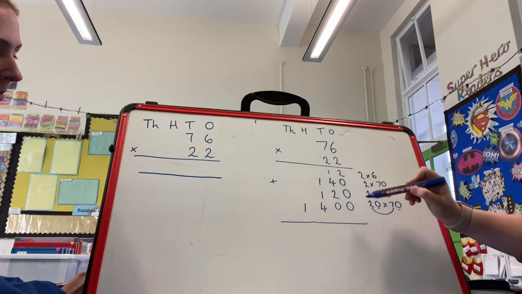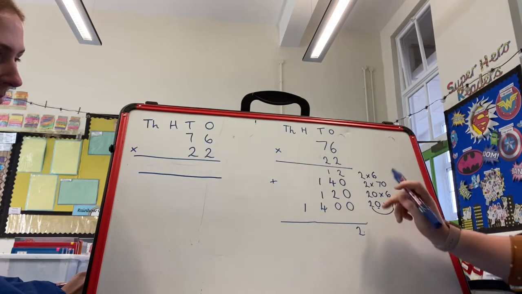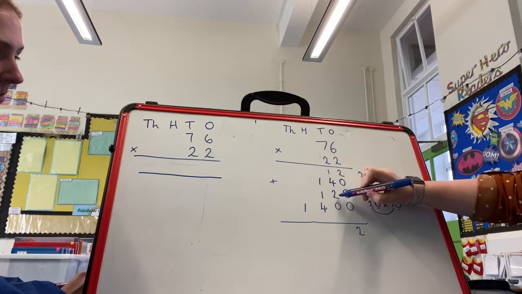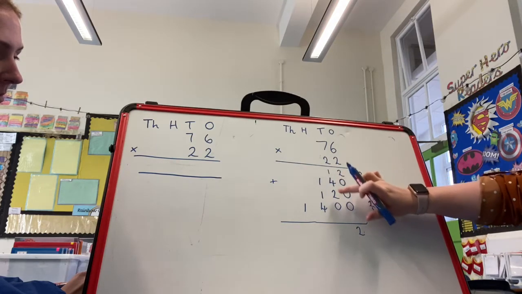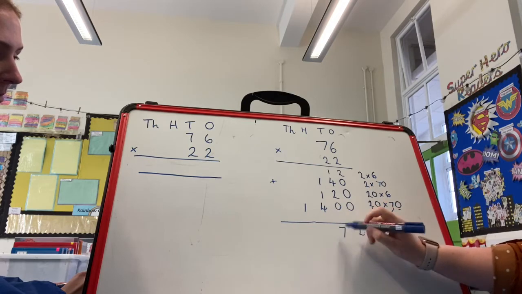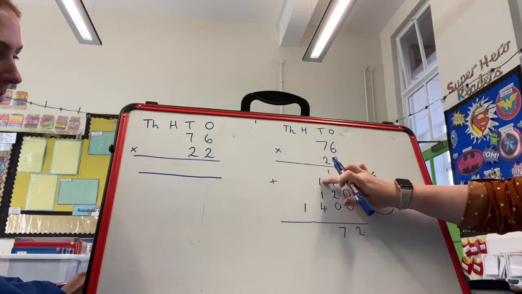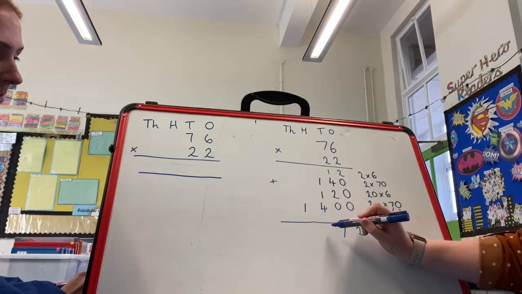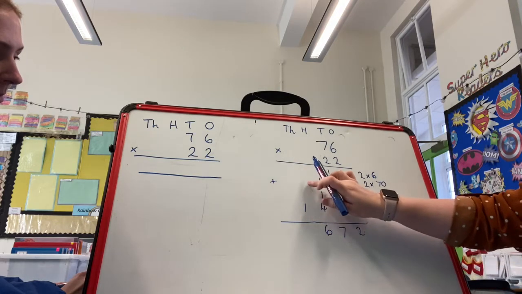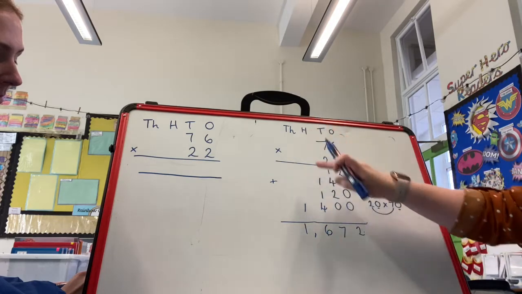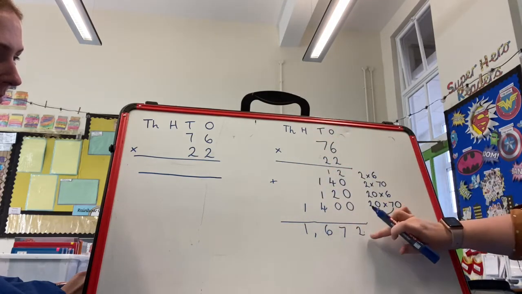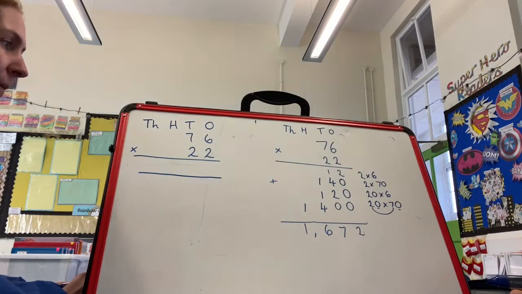And then my next step is to add it all together. 2 add 0 add 0 add 0 is 2. 1 add 4 add 2. Add 0 for 4, 5, 6, 7, add 0. 4, add 1, so 4, 5, 6, 1, nothing. So 1. We should have 1,672. Let's see if you get the same answer.